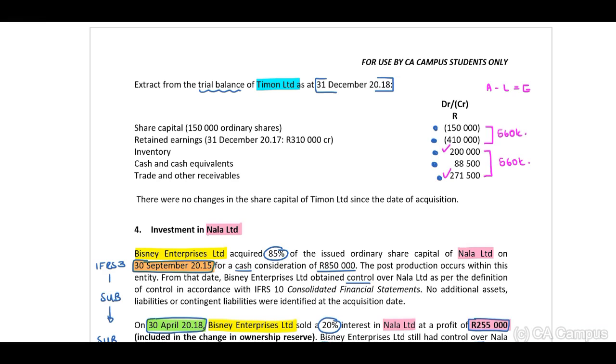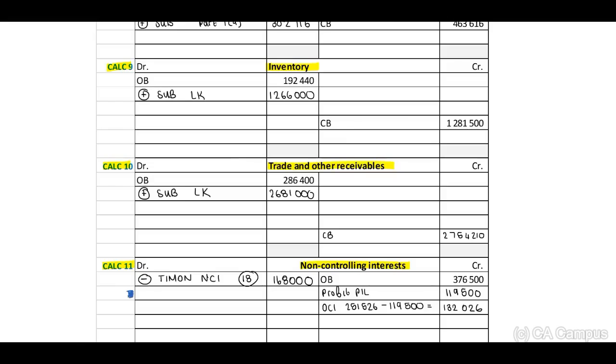Remember, we have identified that this was a subsidiary. This is now a normal IFRS 9 investment. Therefore, we need to take out the subsidiary. We need to include the IFRS 9 investment, the 88,000, which we have already done. Therefore, let's take out the inventory and take out our trade and other receivables.